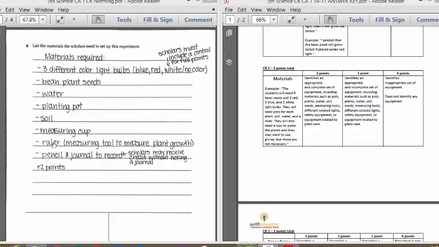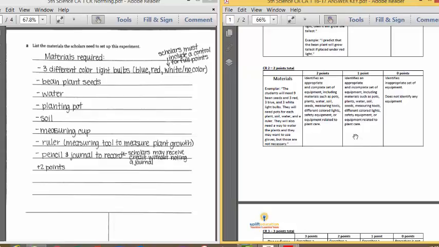The ruler is important because they need to be able to measure plant growth, but they can show other measuring tools as well, like a meter stick or a yardstick. You see over here in the answer key, there is another exemplar written out for you. In order to receive 2 points, which is the full amount of points for this problem, they need to identify the complete set of equipment. If they identify appropriate but it's incomplete, like let's say they don't include a planting pot, they would only receive 1 point for that.